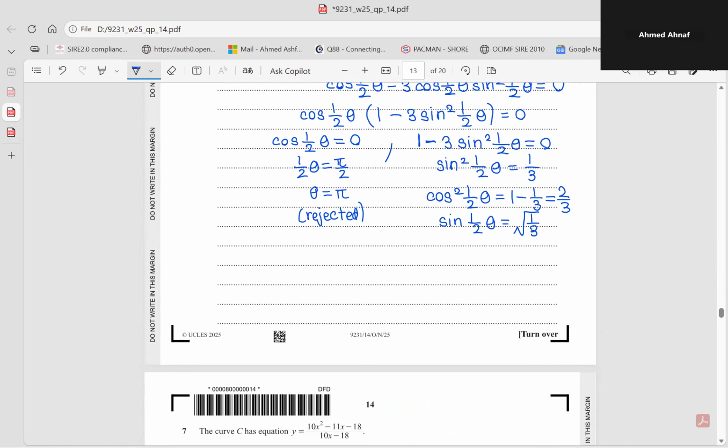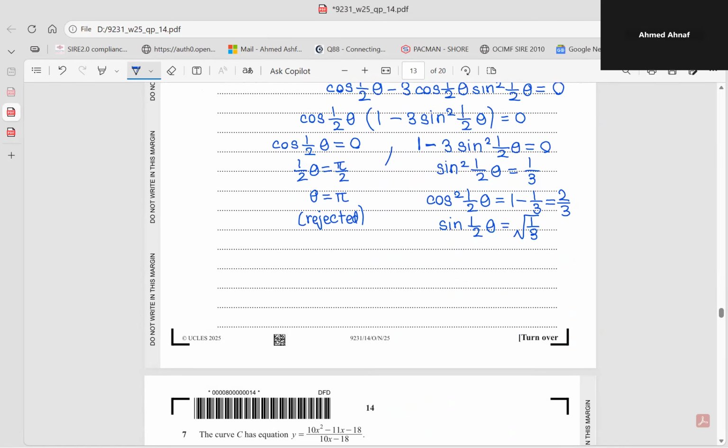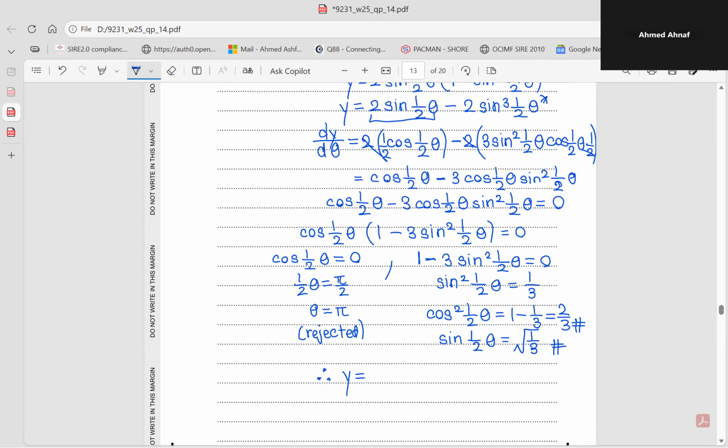Yeah, 0 and pi over 2. And that is entirely in the first quadrant, so that means sine cannot be negative. Okay? So these are our answers. And using this, we are going to find the maximum value of y.